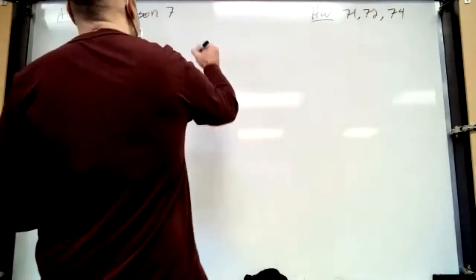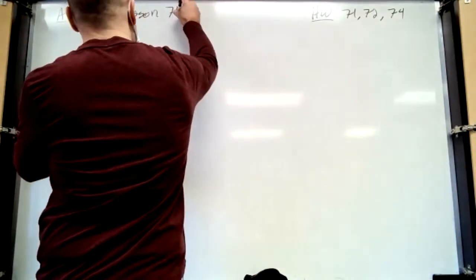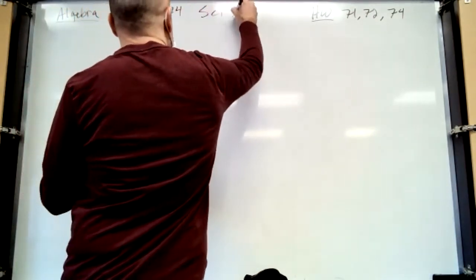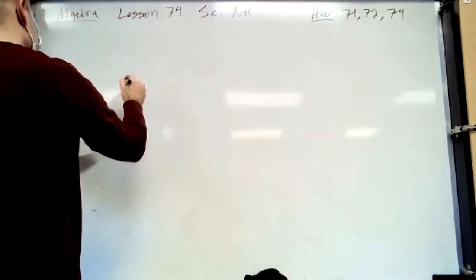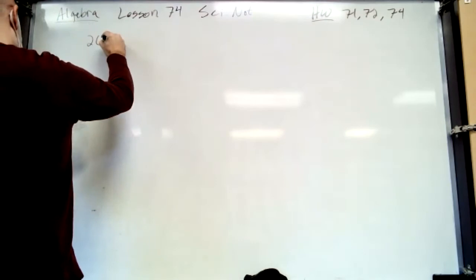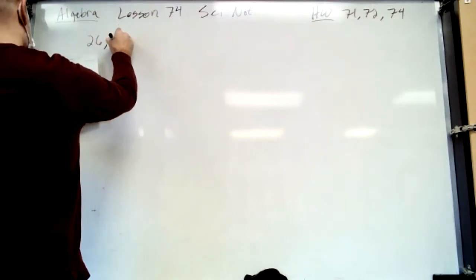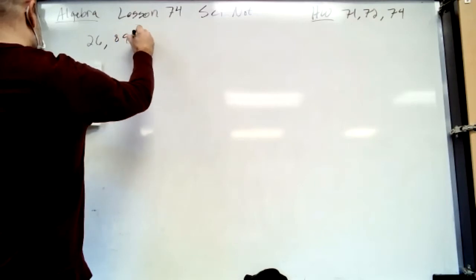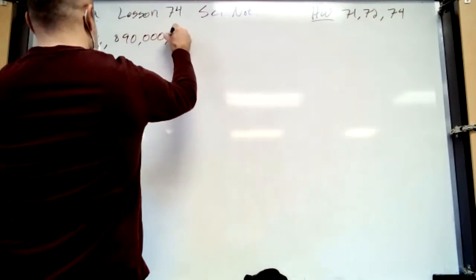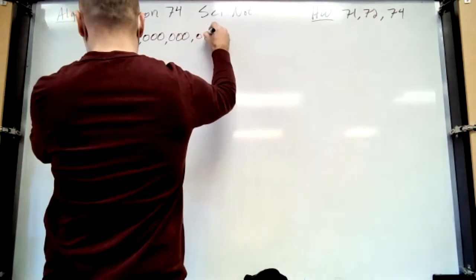Okay, so we're going to talk about scientific notation. And as you know, the reason we do this is because many times in science you've got either really big numbers or really small numbers.